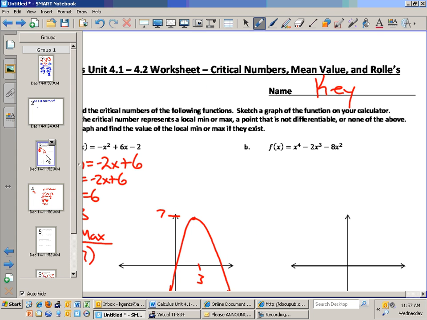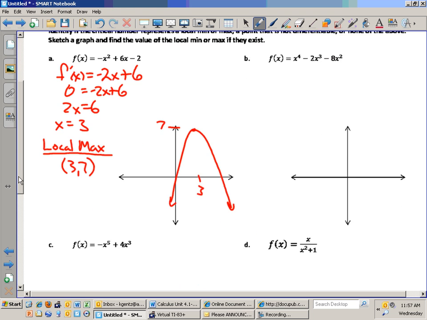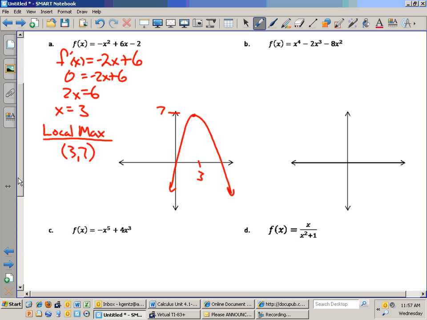So these other graphs are a little bit more difficult. I was able to sketch this one by hand. I was able to sketch C by hand. D, I had to use my calculator. But that's what I want you to do. And note that just because you have a critical point doesn't necessarily mean there's a local min or max. You have to look at the graph and identify.